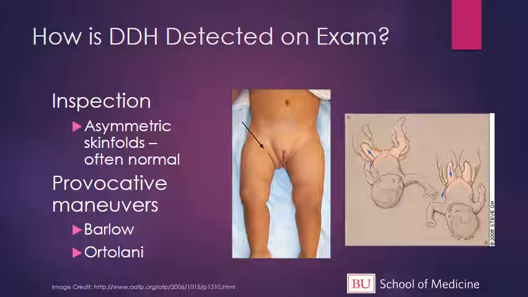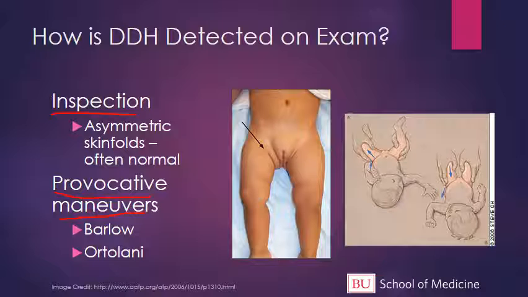The next question is, how is DDH detected on exam? Well, the hip exam for the newborn is composed of inspection and provocative maneuvers, or maneuvers that the examiner will perform to try and elicit dislocation and reduction of the hip. Inspection involves comparing the skin folds at the hip on the left and right side. Asymmetry may be an indicator of hip pathology.